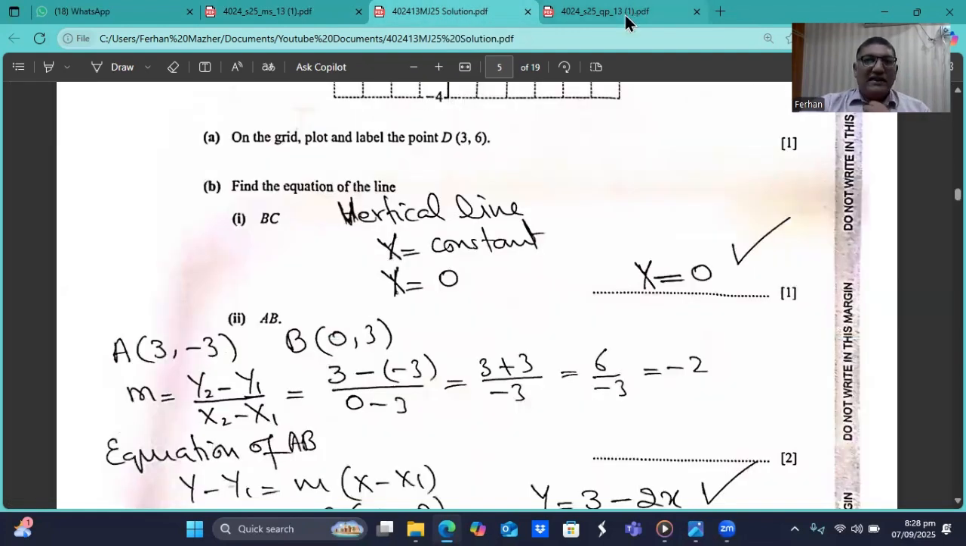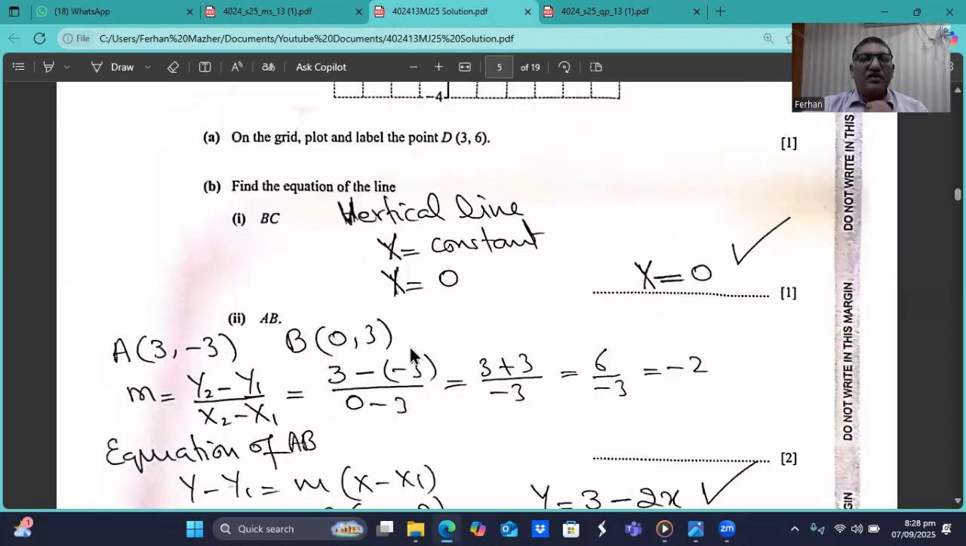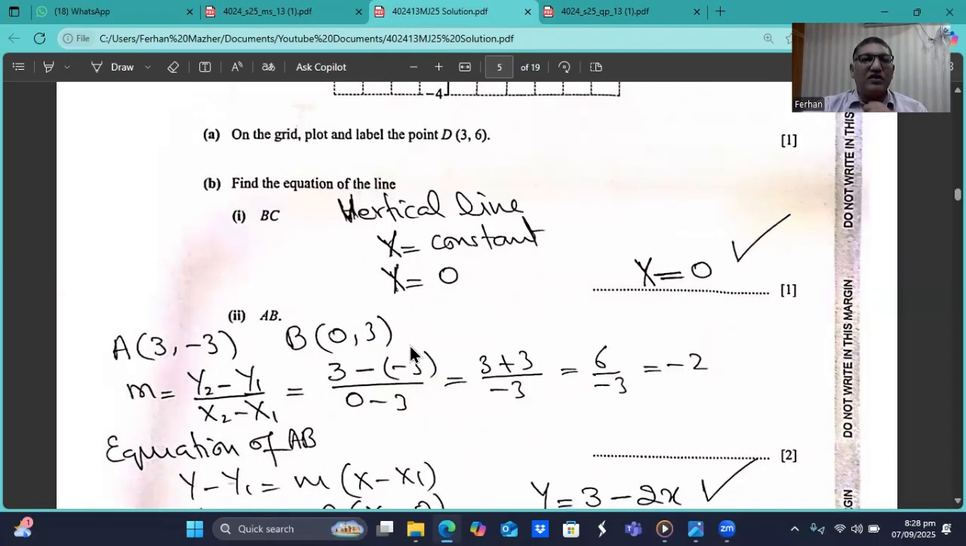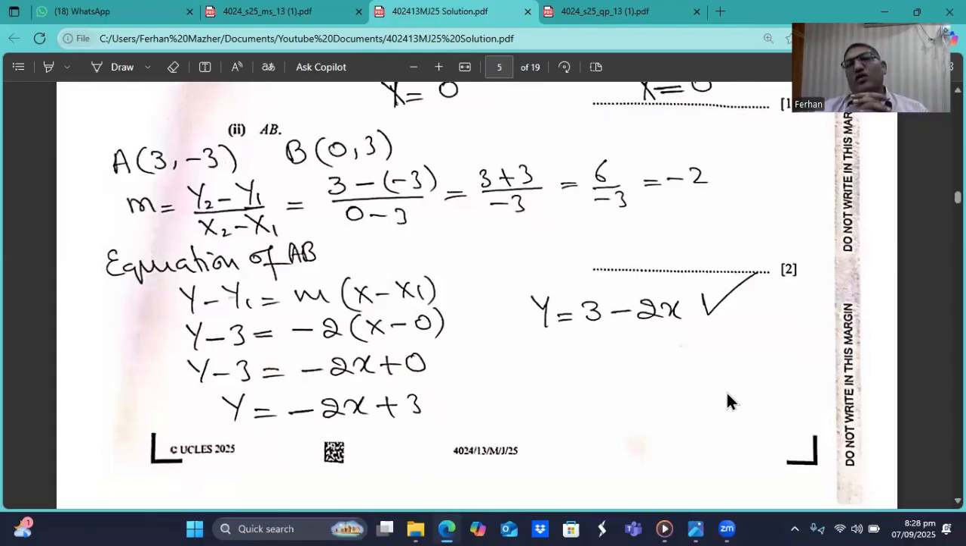Okay. So then the question is to find the equation of the line AB. If you want to find the line AB, we know the coordinates of A, that is (3, -3). We know the coordinates of B, which is (0, 3). First of all, we will find the gradient of AB, that is y2 minus y1 divided by x2 minus x1. So it will be 3 minus -3 divided by 0 minus 3. So that will be 3 plus 3 divided by -3. That's 6 divided by -3, and that is -2.